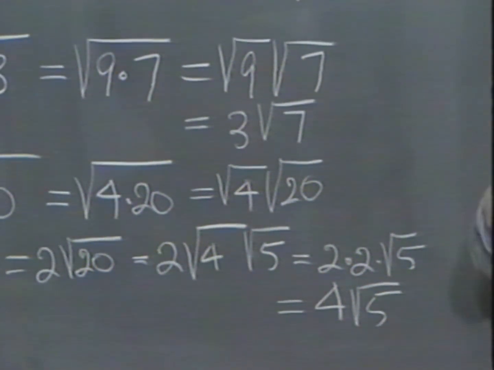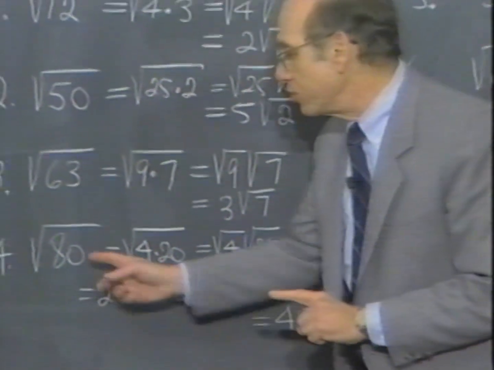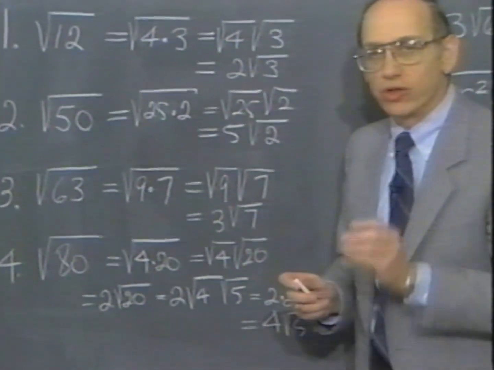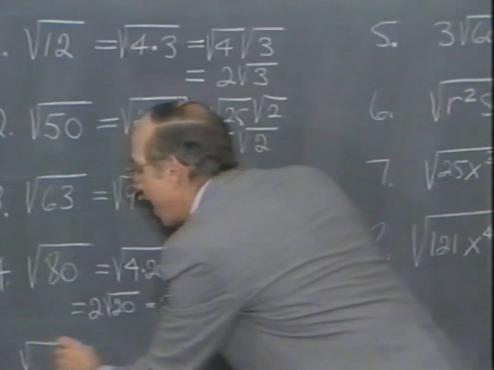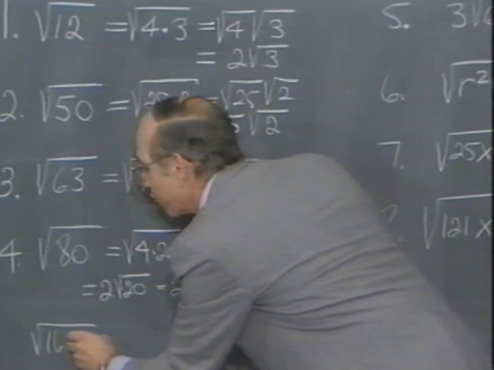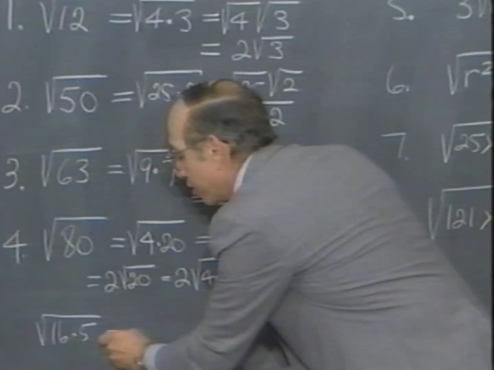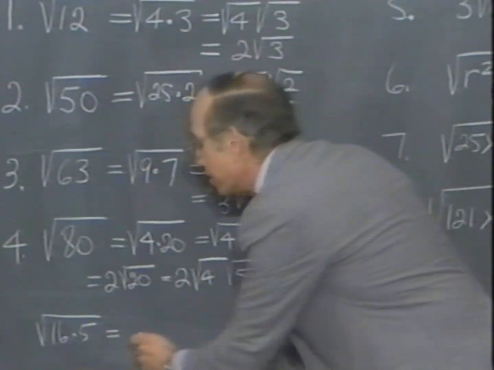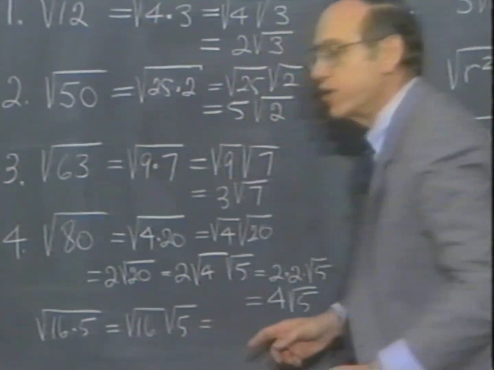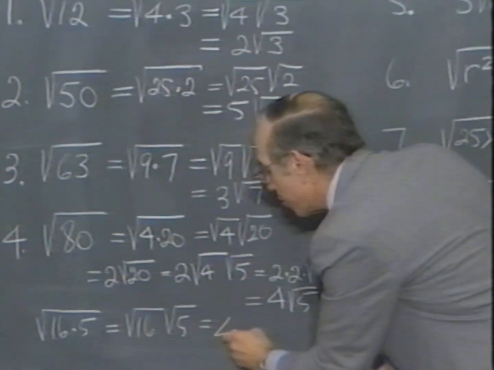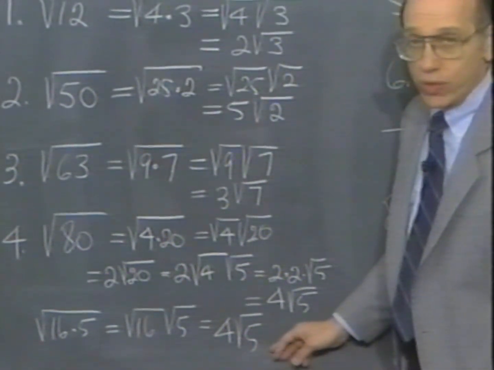But you see, I went through a lot of steps here, and I could have done this more quickly if I had been careful to do the factorization so that I factored the largest perfect square that I can find. You see, I could have written 80 as 16 times 5. Now, 16 is a perfect square, and it's much larger than 4. All right? And now I write this as the square root of 16 times the square root of 5. The square root of 16 is 4, so I have 4 times the square root of 5. Of course, it's the same answer, but I did it more quickly.